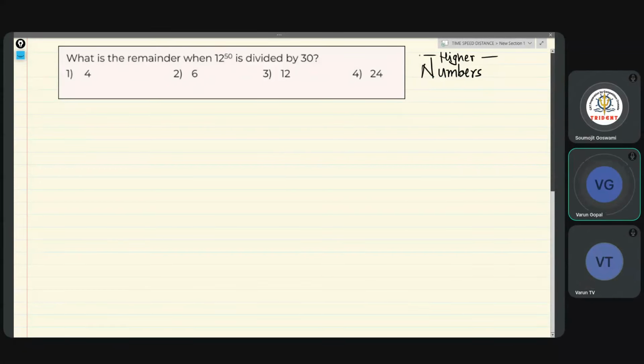Okay, this is from the higher number concept. Remainder theorem. So take your time, however much time you want to take, as much time as you want to take.